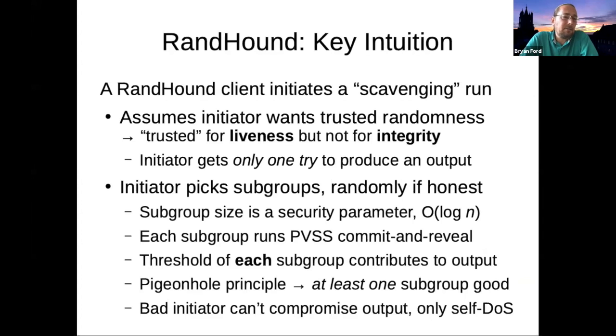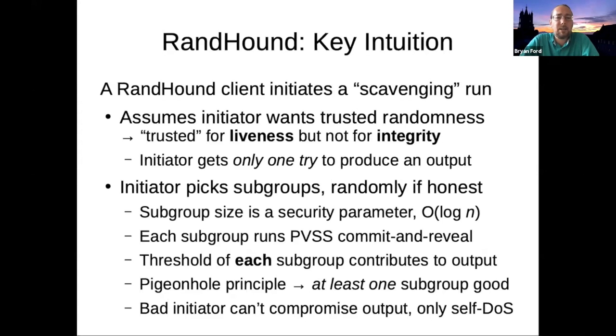So in a sense, we're willing to trust the initiator for liveness to complete the protocol if it wants the protocol to complete, but we do not want to trust the initiator for honesty or integrity. So we don't want the initiator to be able to bias the randomness. And to make this work, we have to guarantee that in any given protocol run, the initiator gets only one try to produce an output, right? Because if the initiator can just rerun the protocol many times and pick the output it likes best, then that's going to be biasable, right?